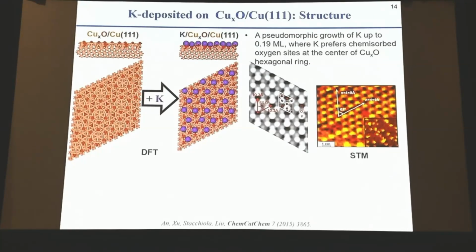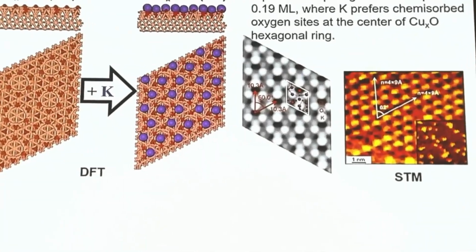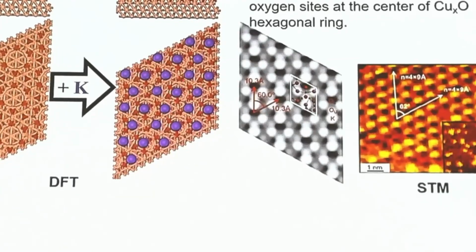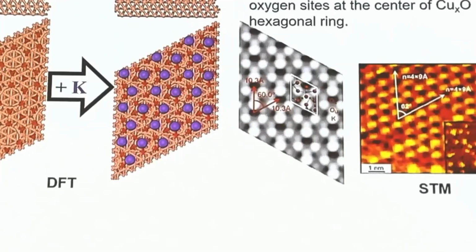Experimentally, we deposit potassium under oxidizing conditions on the 44 structure, and we find that it can form pseudomorphic layers of potassium up to 0.2 monolayers, with a well-defined structure. If we do density functional calculations, we find that the potassium prefers the chemisorbed oxygen sites, which are at the center of the hexagonal copper oxide ring. And the theory-simulated STM actually describes the experimental STM pretty well.